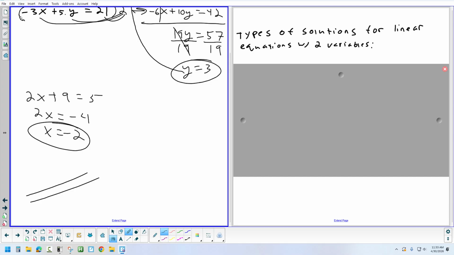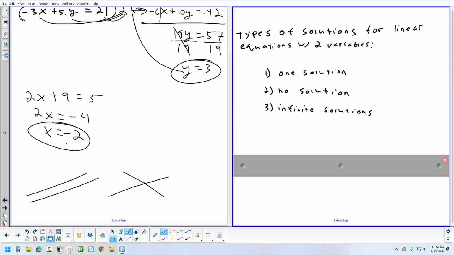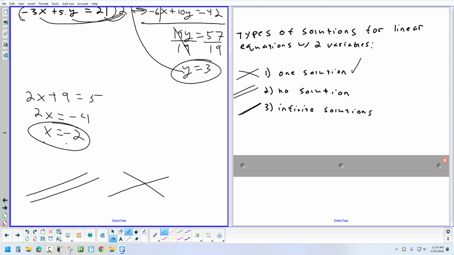What else could happen besides 2 lines not crossing at all? They could cross 1 time. That's like the problem we just did. They cross 1 time, and that intersection point is right there. What's the third thing that could happen? They overlap and end up being the same line. So 1 solution, no solution, infinite solutions: 2 lines right on top of each other. So far we did this one: x was -2, y was 3. That's a single solution.